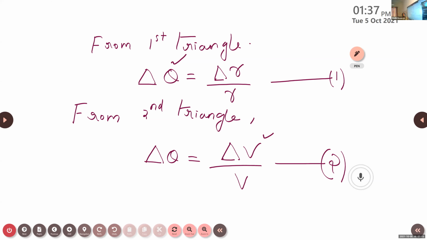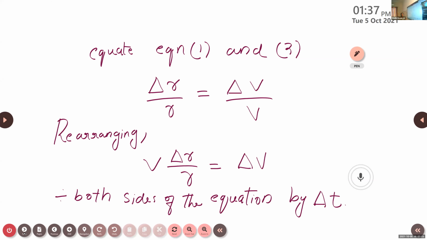In the next step, we are going to equate equation 1 and 2, because the LHS of these two equations is the same. It is nothing but the angular displacement delta theta. So by equating these two equations, we get delta r by r is equal to delta v by v. In the next step, we rearrange the equation by bringing the term v to the LHS. So we have v into delta r by r is equal to delta v.